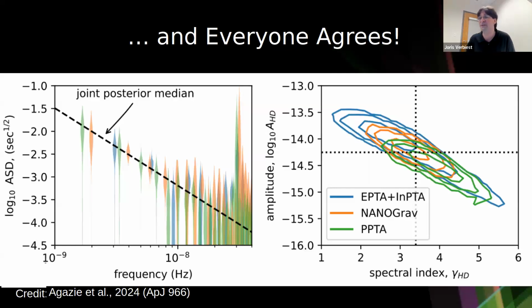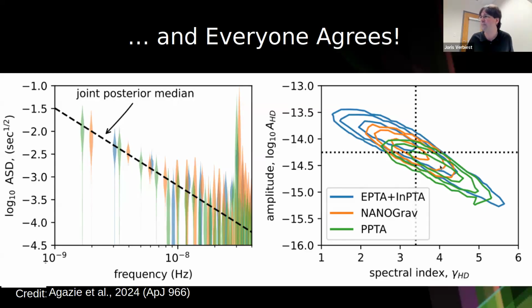NANOGrav came out in 2023, but this was actually a coordinated effort where all of the PTAs didn't yet work together, but synchronized their analysis. Because once in 2020, we knew there was something, we knew we had to all go and see if we could find the correlations. And so the EPTA collaborating with the Indian PTA, NANOGrav and the PPTA, they all independently did their own analyses simultaneously, and then came out together with their independent results.